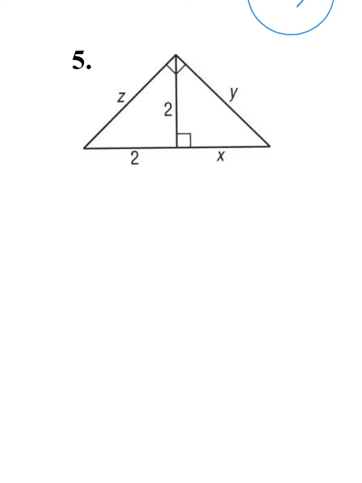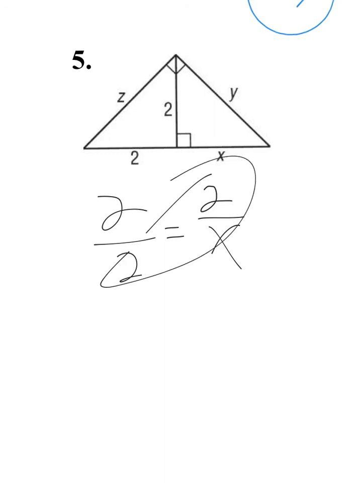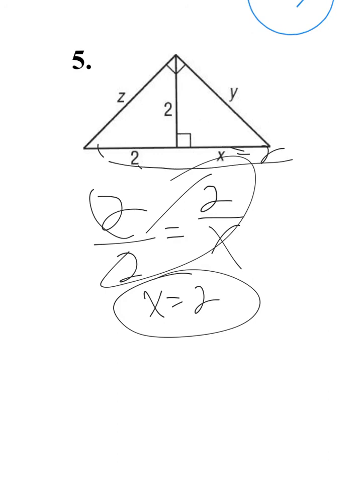So number 5. I got the altitude 2, so I'm going to go the base 2 over the altitude 2 equals the altitude 2 over the base x. And so if 2 over 2 equals 2 over something, well, you can cross multiply if you want. 2 times 2 is 4. 4 divided by 2 is 2. So x equals 2. Also, 2 over 2's got to equal 2 over, well, 2. All right. So if x equals 2, that means this whole thing is 4.